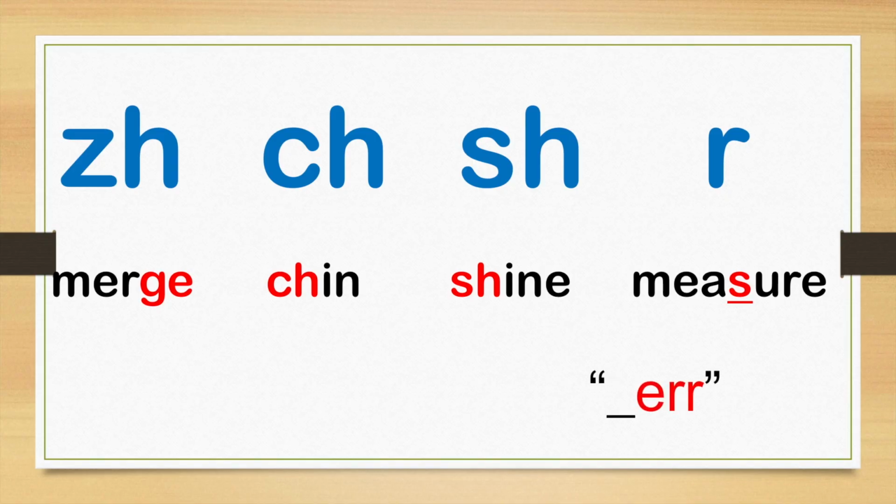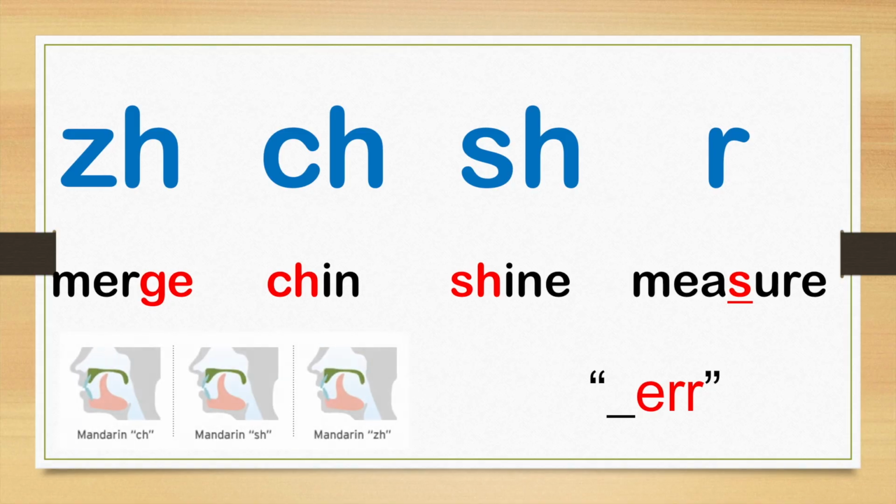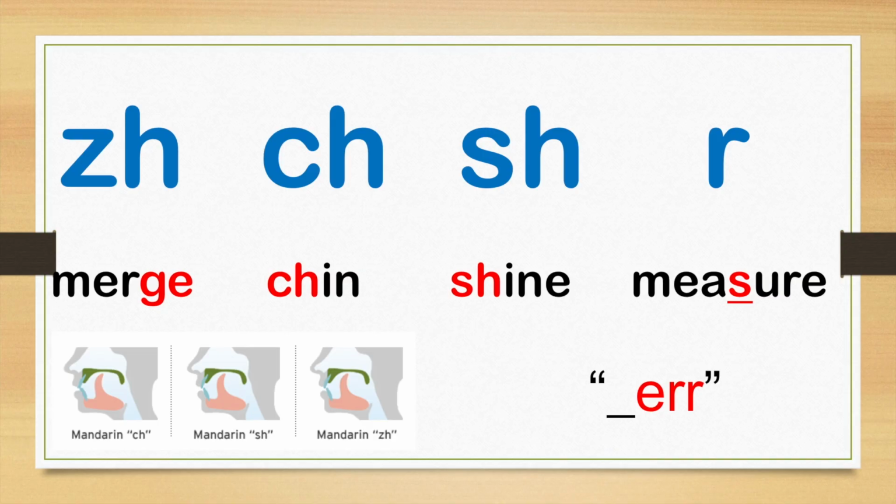These four have the same kind of endings, i. And they have the same tongue positioning. The tongue is always curved upwards. Now listen and repeat, zh, ch, sh, r.